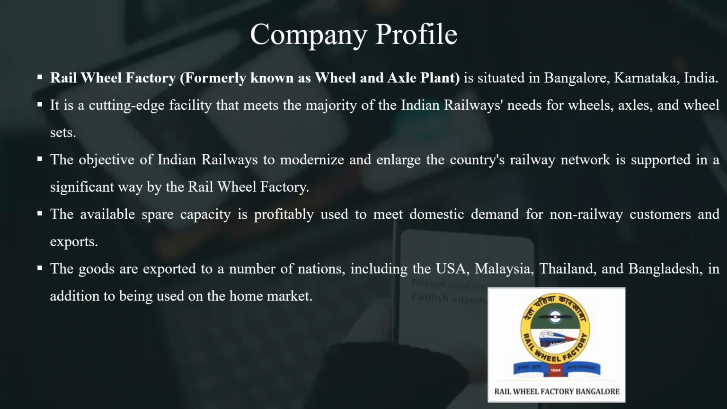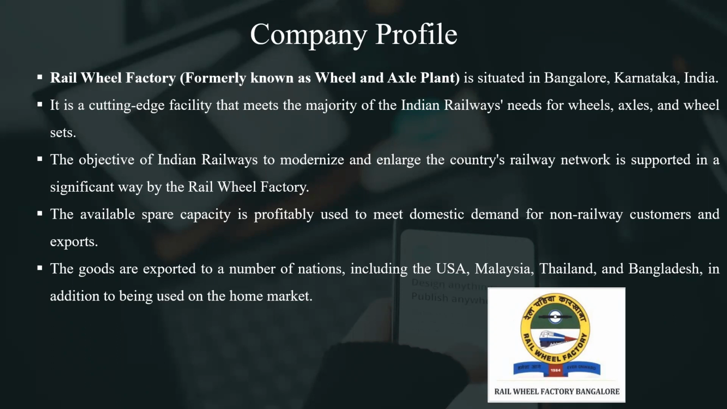Coming to company profile, Railway Factory, formerly known as Wheel and Axle Plant, is situated in Bangalore, Karnataka, India. It is a cutting edge facility that meets the majority of Indian Railway needs for wheels, axles, and wheel sets.